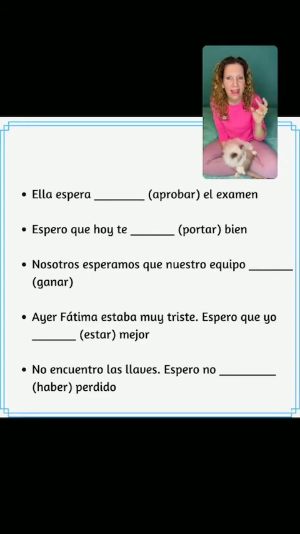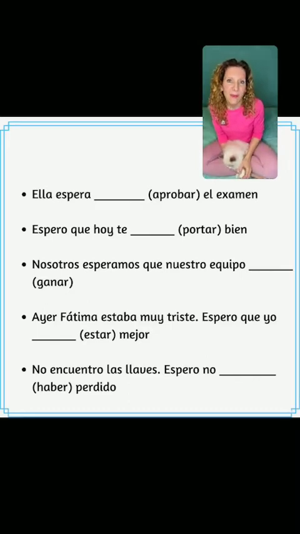Do you understand why we are using subjunctive here? Because it's a different subject, okay? Yes, are we good? Okay, great. Okay, next one.